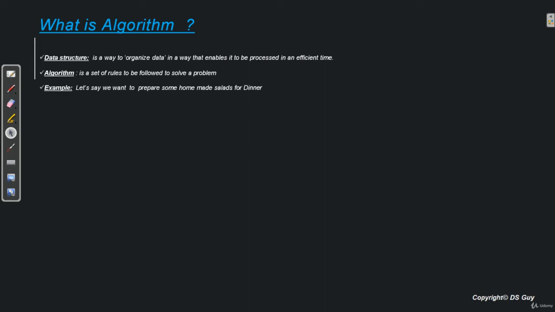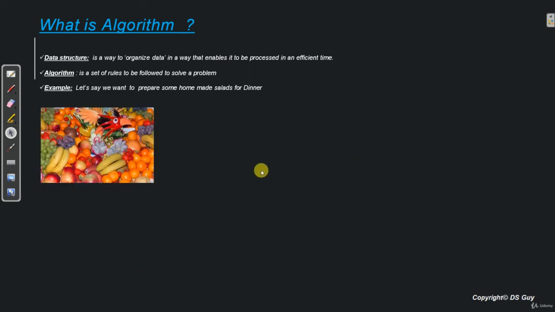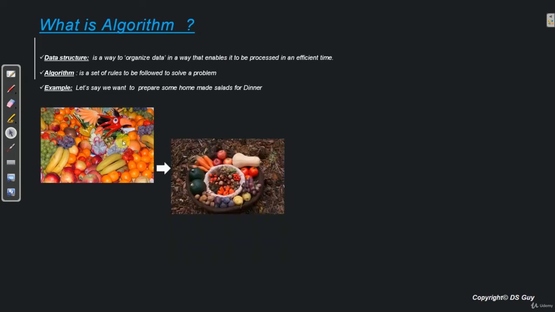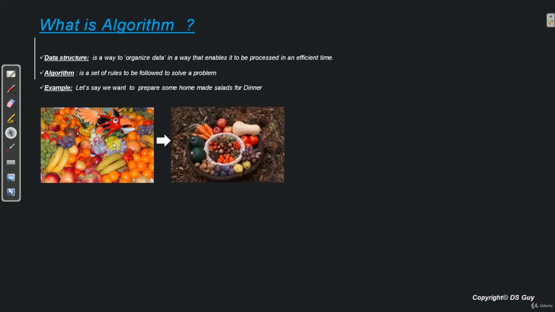Now let's try to understand it using an example. So let's say we want to prepare some homemade salads for dinner. So what is the process? Remember that we had a basket in the previous example where the fruits and vegetables were not in an organized way. So what did we do? We used a data structure to make sure that the basket has the organized vegetables and fruits. So till now we have used only data structure.